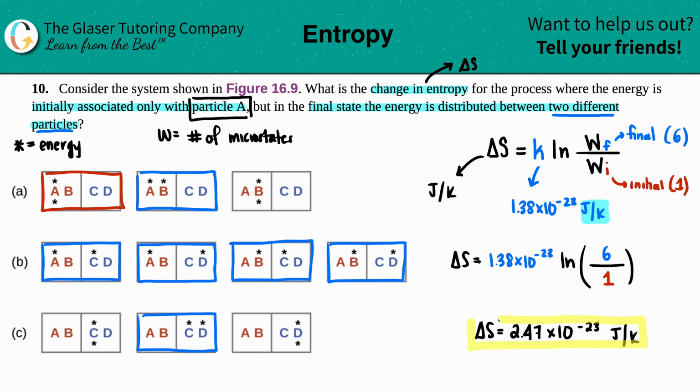And in this case, the delta S is a positive value. Whenever you have a delta S that's positive, that means that you're becoming more random. And it makes sense. You started off with only 1 possibility and you ended with 6. So the more possibilities, the more microstates, you're going to have a positive entropy change, more randomness. And there you go. I hope this helped you out.